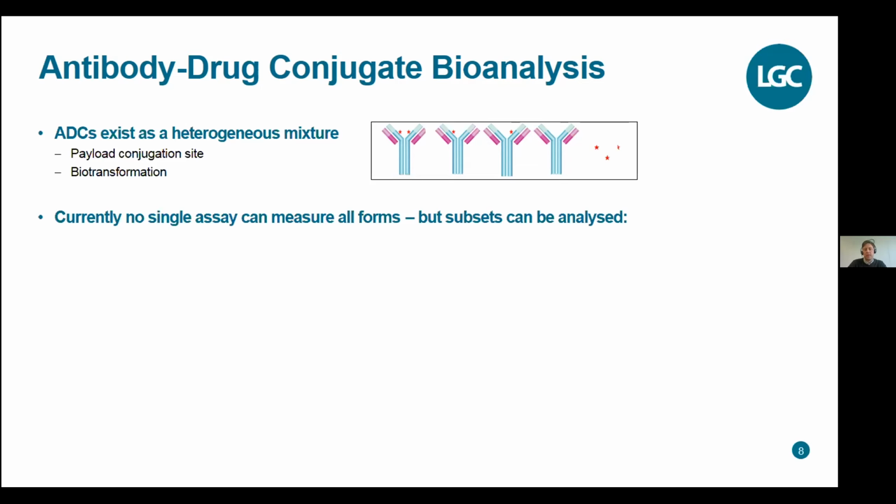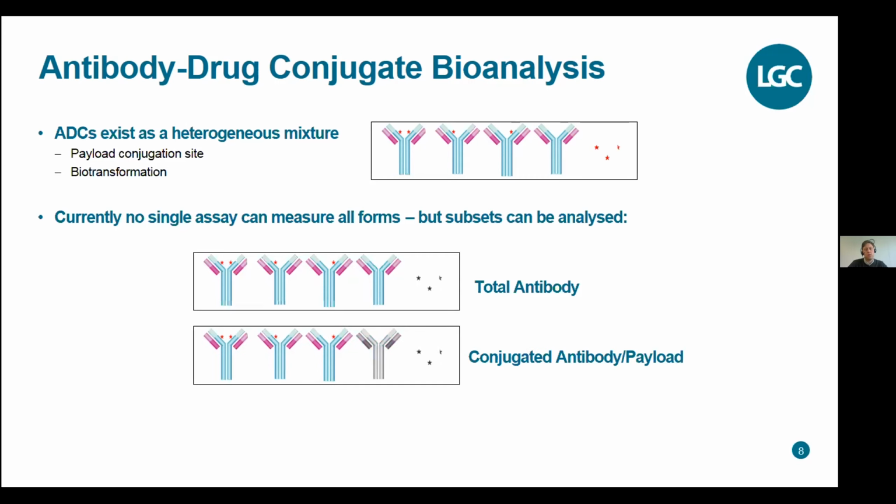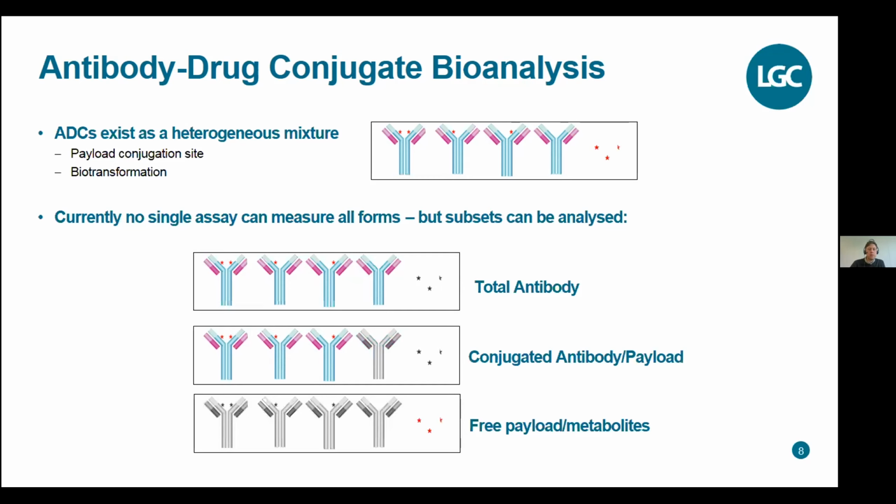Currently, we don't have a single assay that can measure all these forms, but what we can do is look at subsets of this heterogeneous mix and analyze those subsets. So we can look at total amount of antibody. So that can be the antibody molecule with payload attached to a certain degree, or with no payload at all. We can look at conjugated antibody or conjugated payload. So essentially an antibody with one or more payloads attached to it. Or we can look at the free payload and metabolites of that free payload as well.